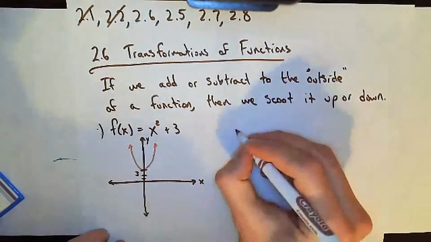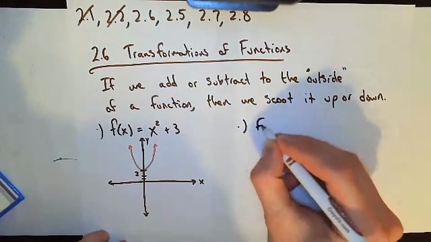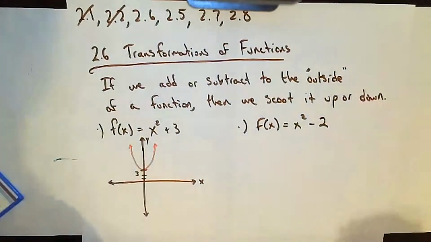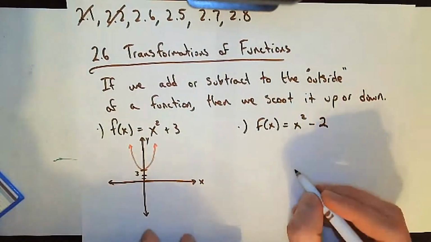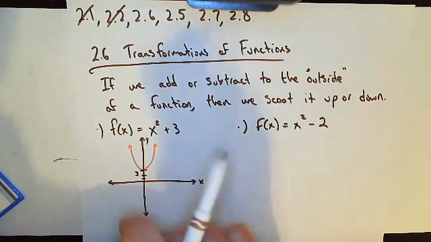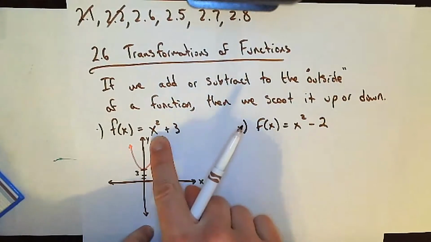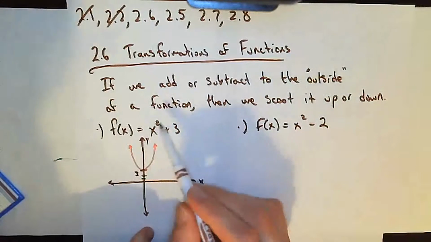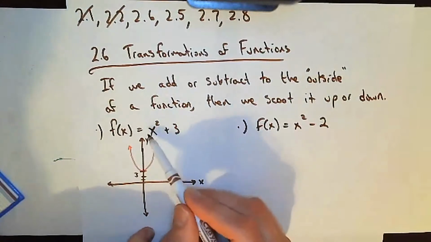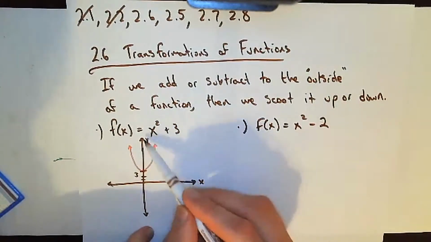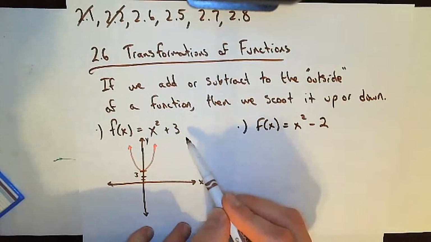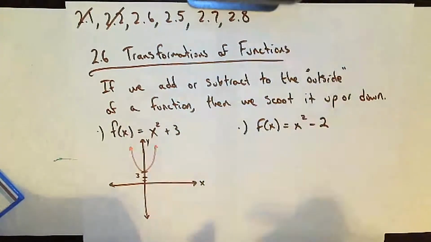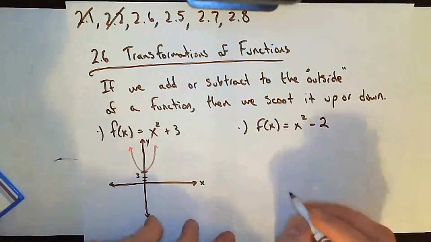If I subtract, then we should expect it to shift down. So how about x squared minus 2? What I'm doing is taking the output that it would normally give, and when I add 3 to the quote-unquote outside, meaning not next to the x, but literally as an order of operations, I do this part first and then I'm adding 3. It just results in a vertical shift. A vertical shift is what we're going to call it.